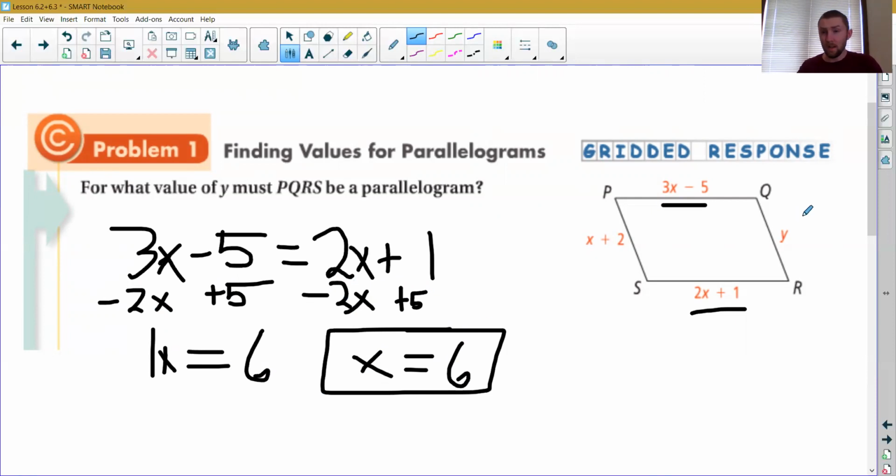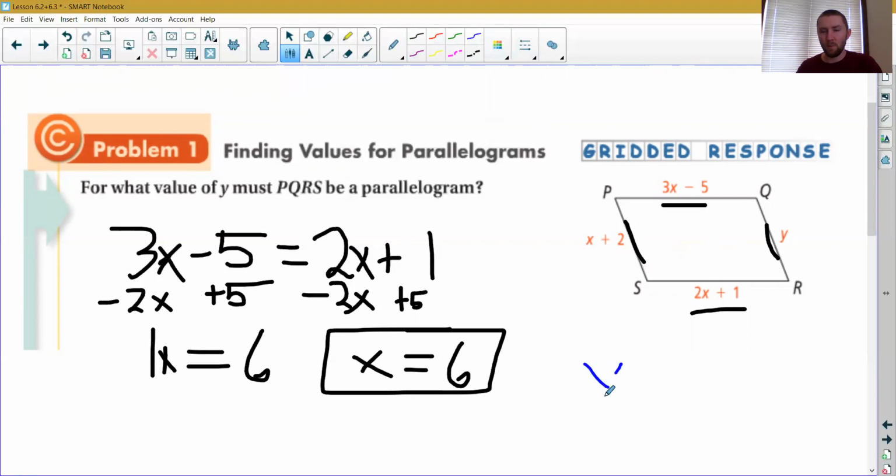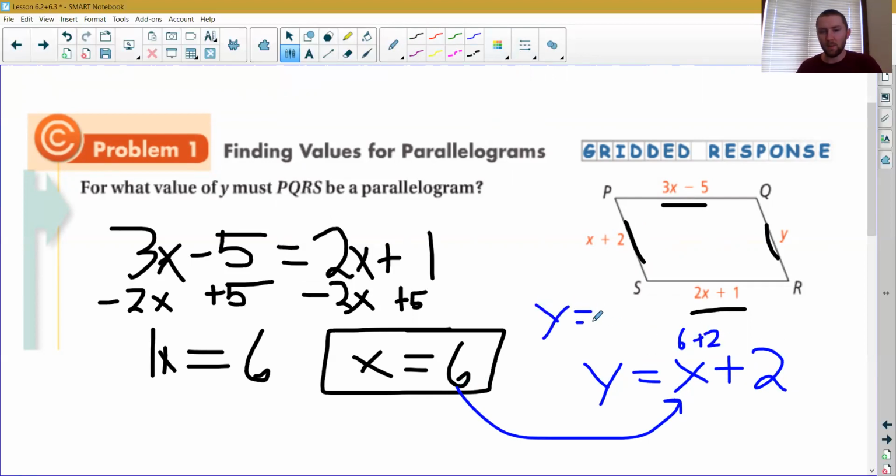And then there's also a y variable over here, so I need to figure out what that has to be. Well, again, if I need both pairs of opposite sides to be congruent, I need this side length to be the same as this side length. And that means I need y to be equal to x plus 2, right? That's opposite side lengths. Now I know that x is 6, so I'll just plug that in there. 6 plus 2, my y value needs to be 8. Y equals 8 would be the answer here, okay?